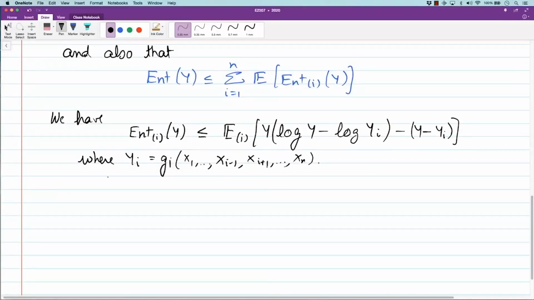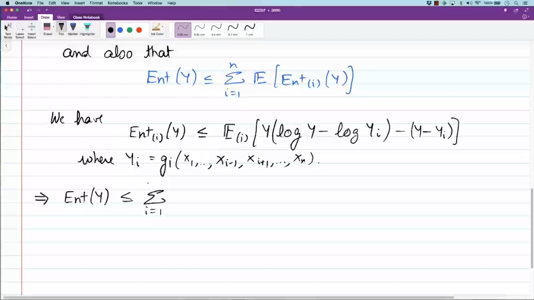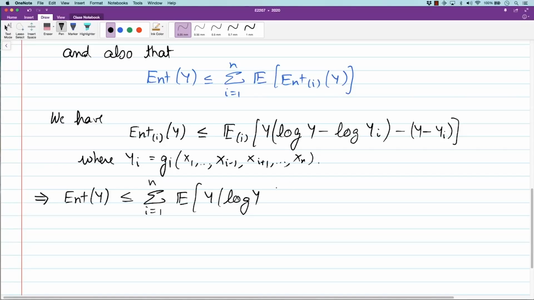Now, this is true for any random variable y. So this implies the entropy of y is less than or equal to the summation i equal to 1 to n of the expected value of y log y, because this is the expected value of the expected value, so that becomes the expected value of y log y minus log of yi minus y minus yi. Okay, so this is true for all y.